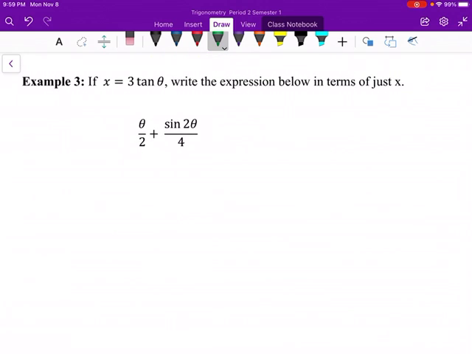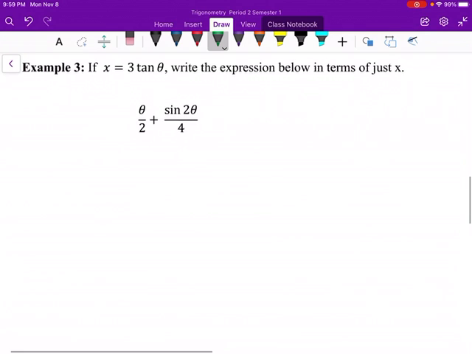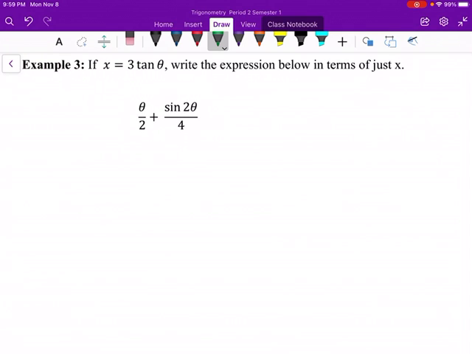All right, so our next example, this one's going to be a little bit longer, so make sure you pause it and get all of the steps written down. We are given that x equals 3 tangent of theta, and that will come in handy. We are going to write the expression below in terms of just x. So right now we have theta over 2 plus sine of 2 theta over 4.